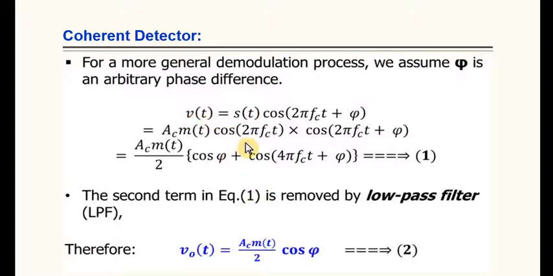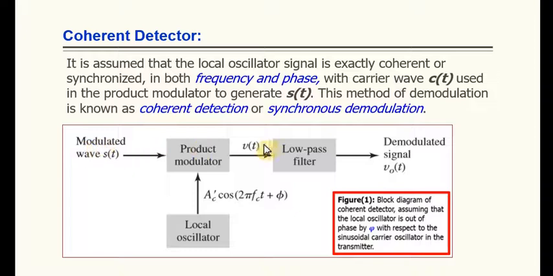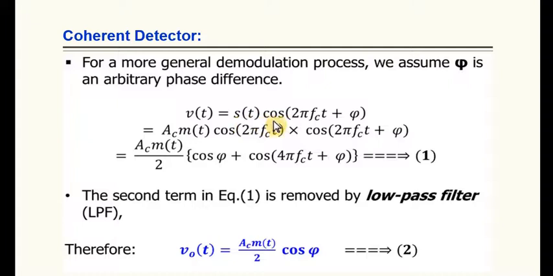So V of t is the output of the product of the modulated signal S of t and the local carrier signal at the receiver. Multiplying them together with the product modulator, we will have AC M of t cosine 2 pi fct multiplied by cosine 2 pi fct plus phi. Now we have cosine times cosine, so it will give AC M of t over 2 times cosine phi plus cosine 4 pi fct plus phi. Let's do the same multiplications.